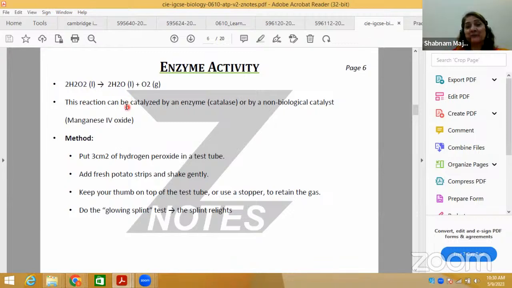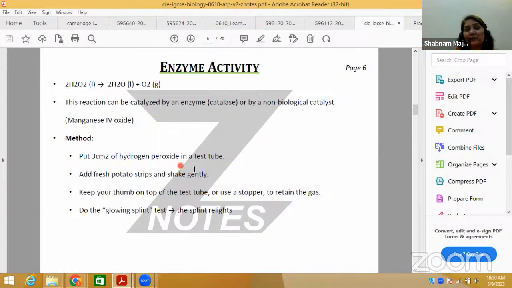So the same reaction can occur in two ways. One is with an organic catalyst, which is catalase, or it can also occur in the presence of an inorganic, non-biological catalyst called manganese oxide. They can give you an investigation-based question: manganese oxide is not going to get affected in terms of rate of reaction, even if you boil it. But if you boil the catalase, it becomes denatured, because it's an enzyme made up of a 3D shaped globular protein. It will denature. So you should know the difference.